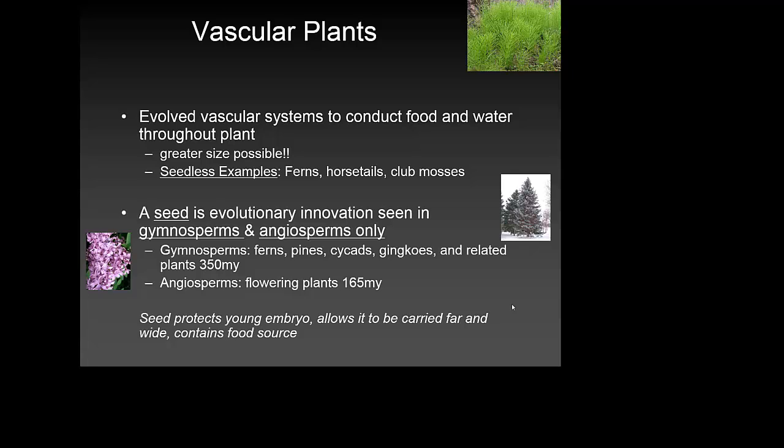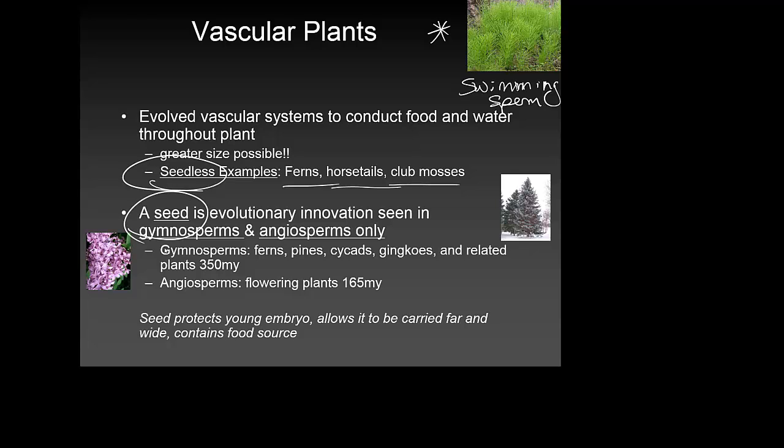The next step would be to add vascular tissue so we can move these plants away from the water a little bit, but we actually start out with a seedless variety in our ferns and club mosses and horsetails and so on, like the ones at the top here. So it allows them to get bigger, adding this vascular tissue, but they still have swimming sperm. So we're going to have to keep them in relatively wet areas at least part of the year so that they can reproduce. A seed is our next step.